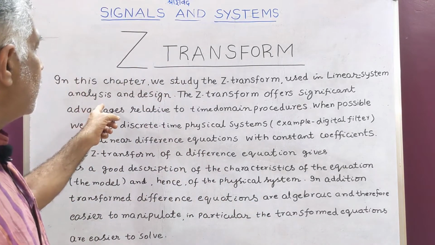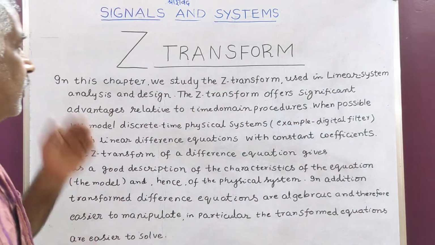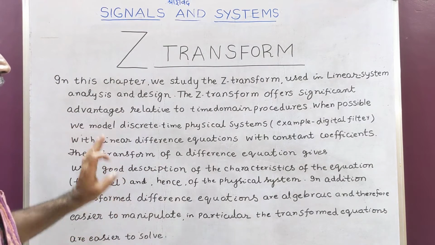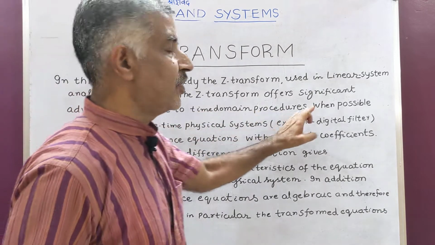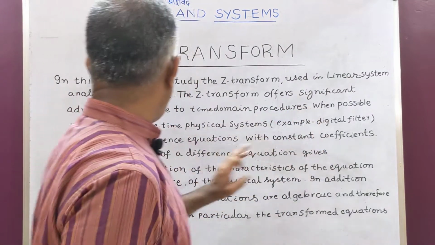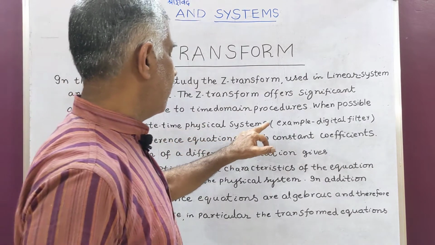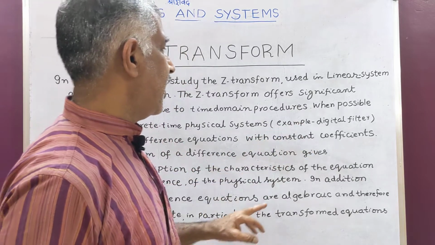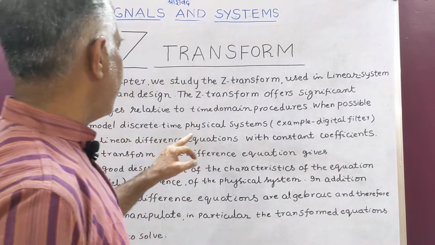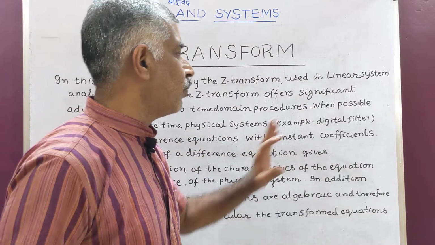So in the analysis procedure as well as in design procedures we come across Z transforms. The Z transform offers significant advantages relative to time domain procedures. So when you go through, you will appreciate. When possible, we model discrete time physical systems. For example, I have taken the example of a digital filter. When possible, we model discrete time physical systems with linear difference equations with constant coefficients.